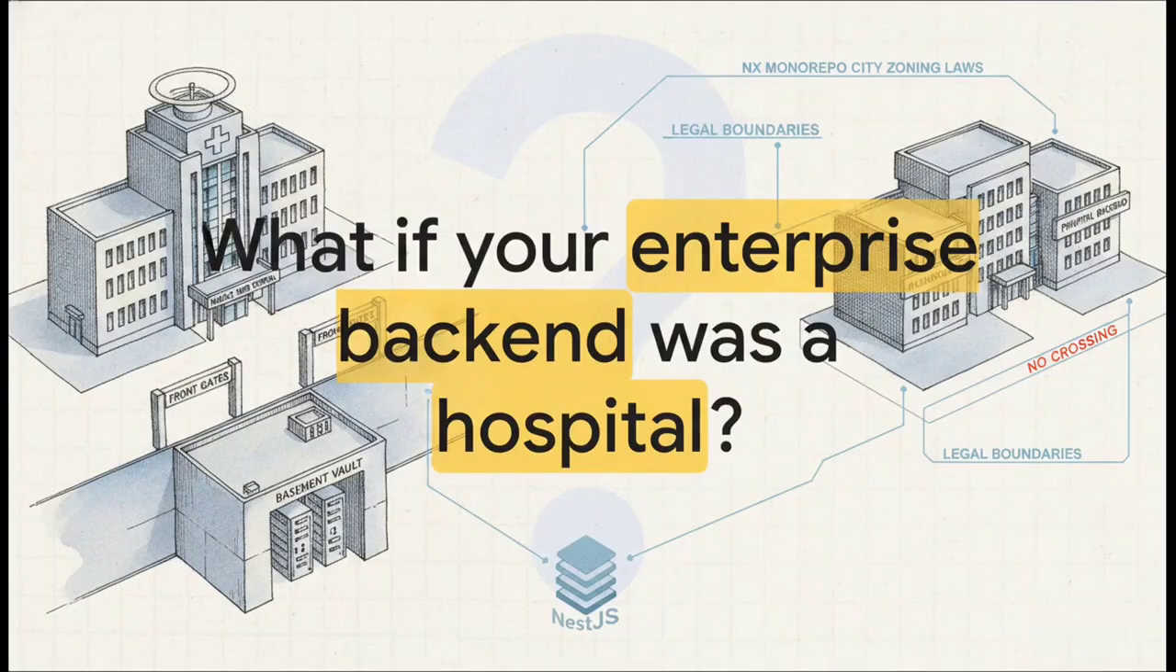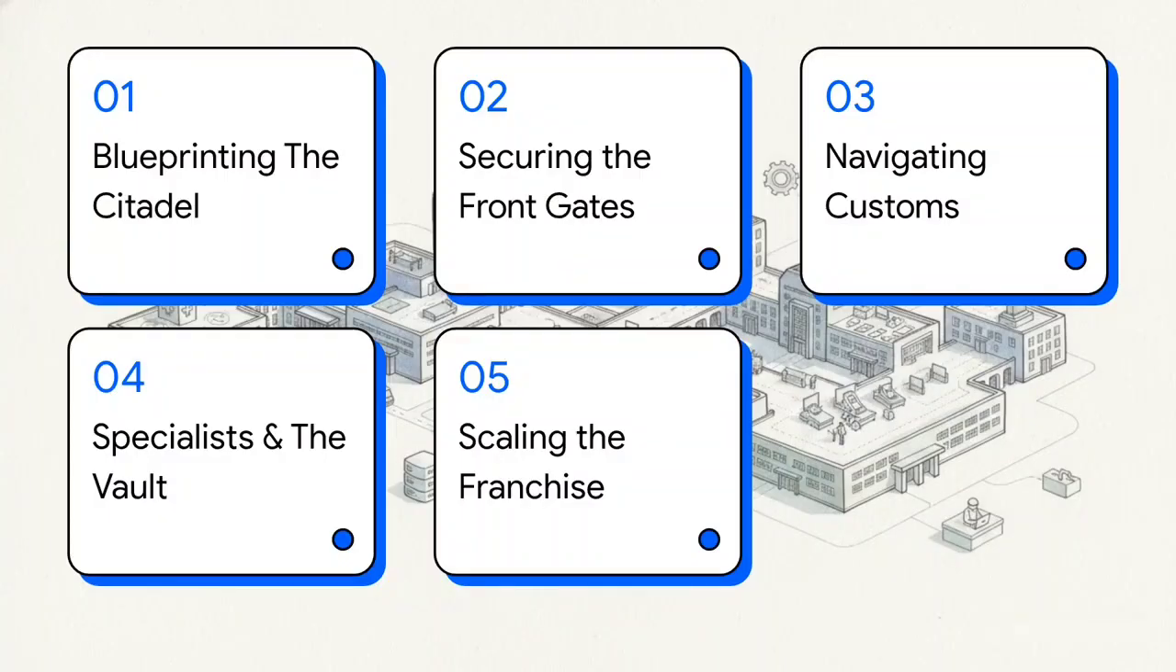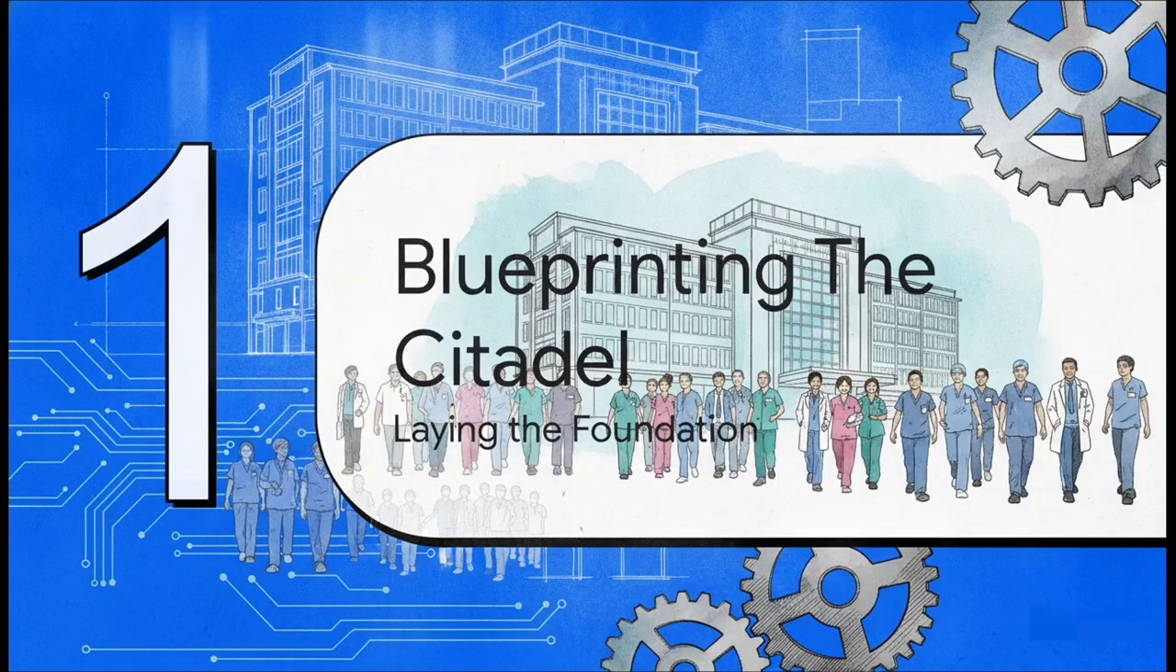In fact, you can think of your NX monorepo as the city's zoning laws. It's the structural boundary ensuring the public web portal and the private hospital backend never ever illegally cross boundaries. So here is our architectural floor plan for today's tour. We'll start with blueprinting the Citadel, then securing the front gates, navigating the customs hall, moving down to the specialists and the vault, and finally, scaling the franchise operation. Let's kick things off with Section 1, Blueprinting the Hospital Citadel.